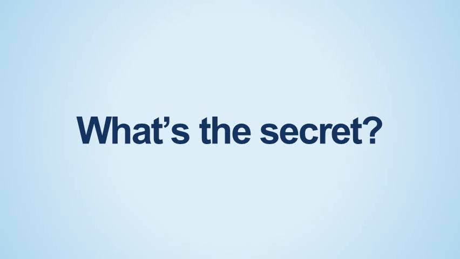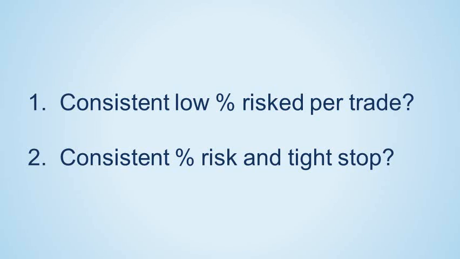So what is the trick for these low-risk trades? Number one, is it a consistent low percentage risk per trade? Number two, consistent percent risk and a tight stop. Now, I'm not privy to their trading course, so perhaps they suggest an extremely low fixed risk percentage of your trading account. A low risk percentage means a lower dollar amount lost, but also a lower dollar amount won.